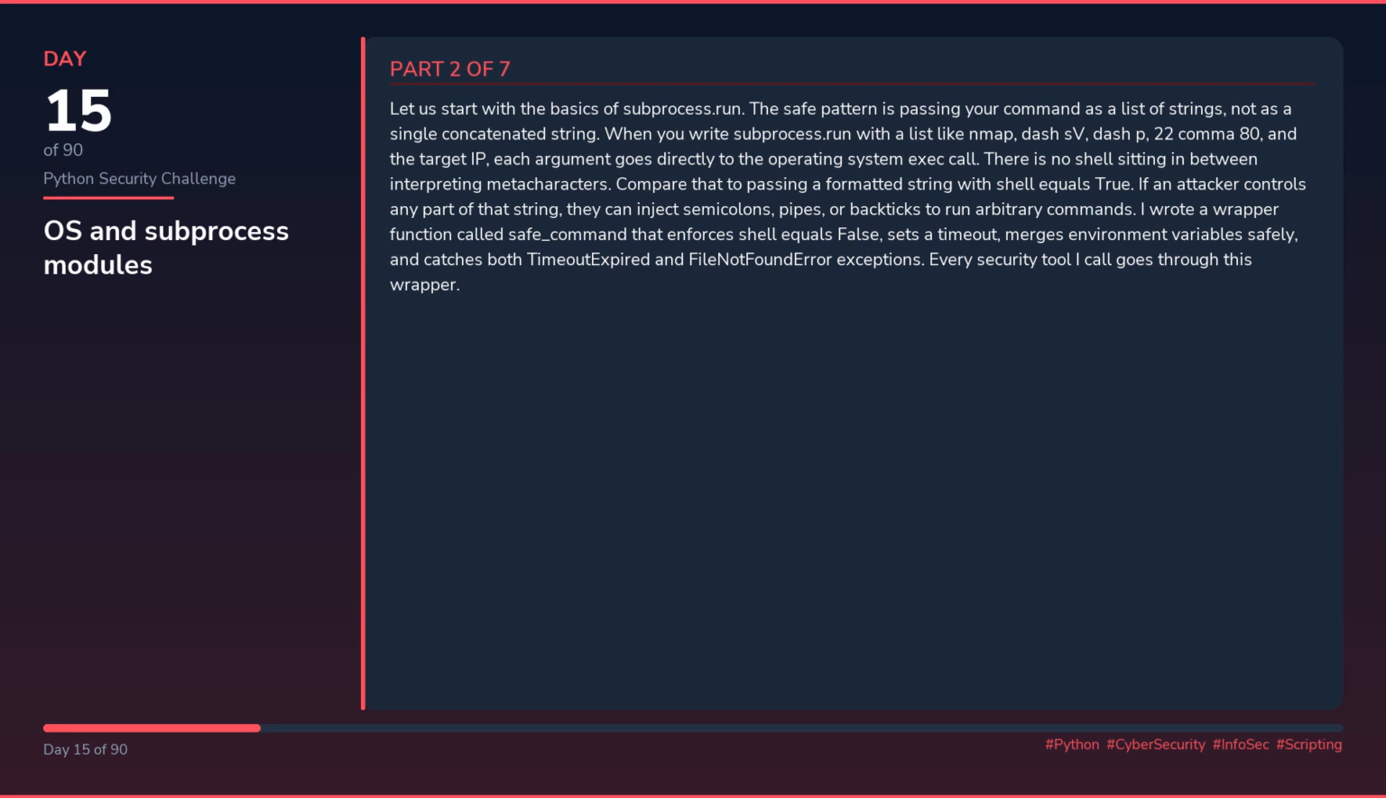The safe pattern is passing your command as a list of strings, not as a single concatenated string. When you write subprocess.run with a list like nmap -sV -p 22,80 and the target IP, each argument goes directly to the operating system exec call. There is no shell sitting in between interpreting metacharacters. Compare that to passing a formatted string with shell=True. If an attacker controls any part of that string, they can inject semicolons, pipes, or backticks to run arbitrary commands.